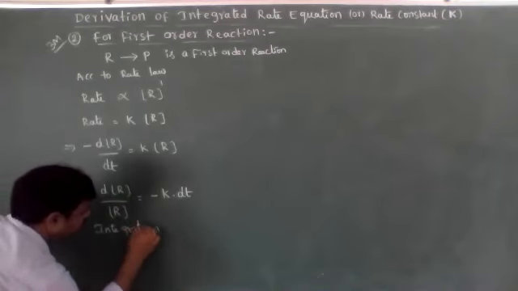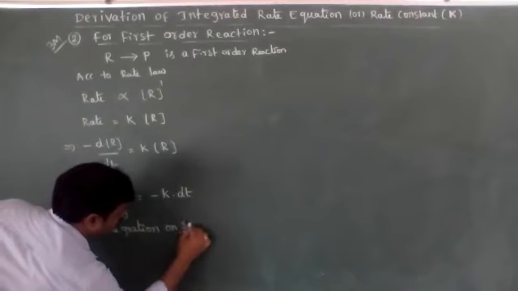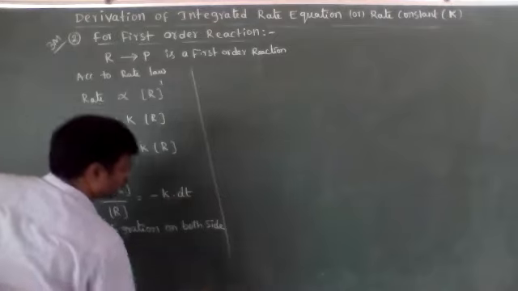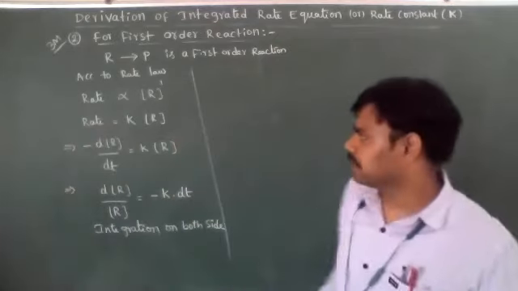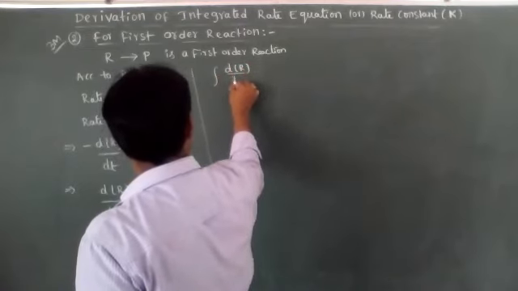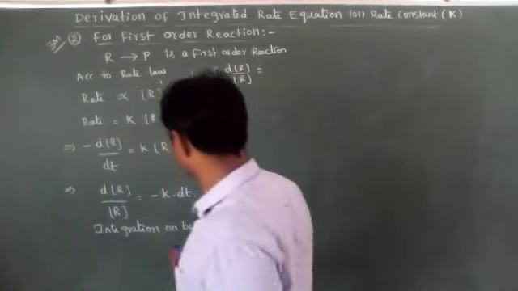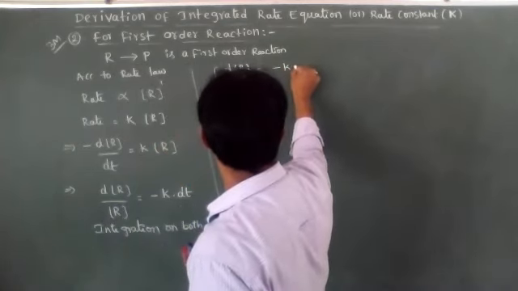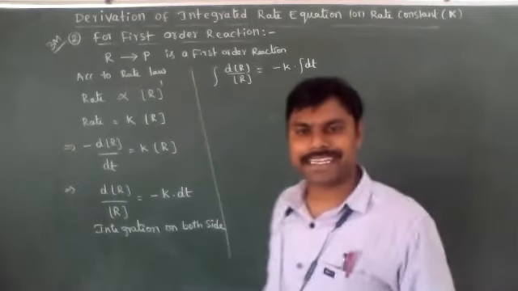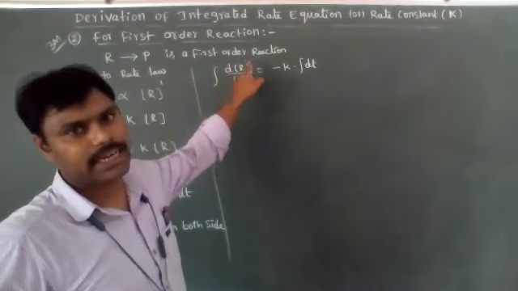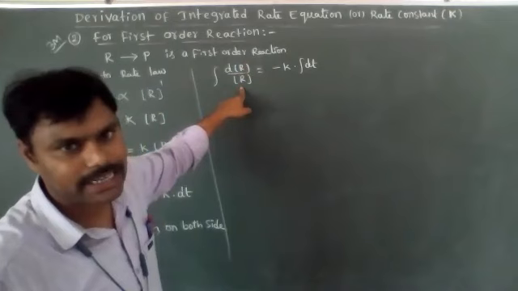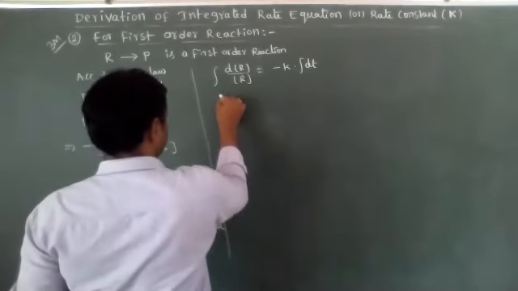We have to apply integration on both sides. Applying integration on both sides, we get integral dr by R equals minus K into integral dt. In mathematics, integral dr by R, like integral dx by x, gives log x. So integral dr by R gives ln R.